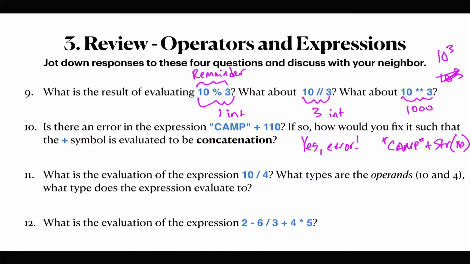All right, how about the evaluation of the expression 10 over 4, or 10 slash 4? What types are the operands 10 and 4? We call operands the things on either side of an operator. And what type does this expression evaluate to? Anyone want to take a stab at this one? All right.